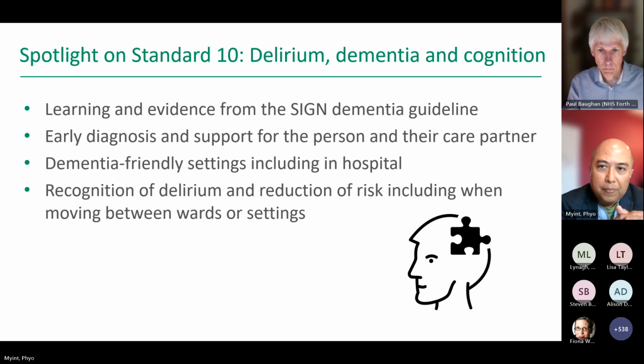Early diagnosis will allow us to do prevention and also appropriate management. So wherever they are, we are encouraging people to have a dementia-friendly setting, either in care homes or in hospital. And also there's a recognition of delirium and reduction of risks.